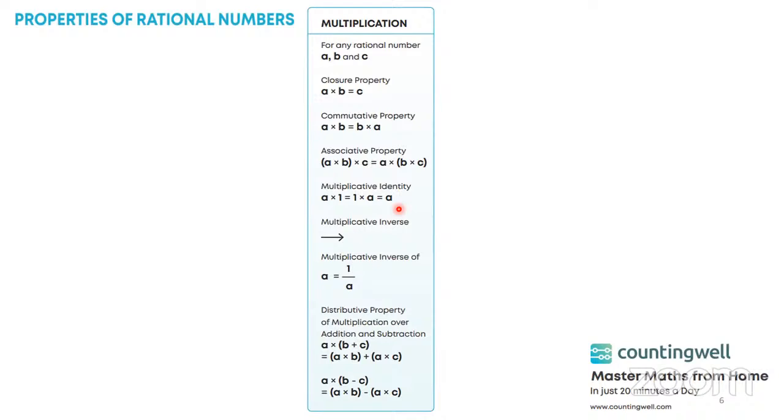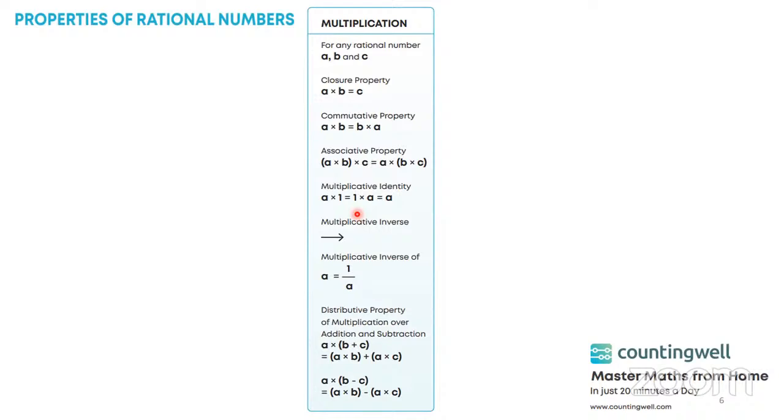So no matter how big or large is the rational number or whatever rational number you take, if you multiply that number with 1, you will get the same number. So 1 by 2 multiplied by 1 is same as 1 multiplied by 1 by 2, which is 1 by 2.